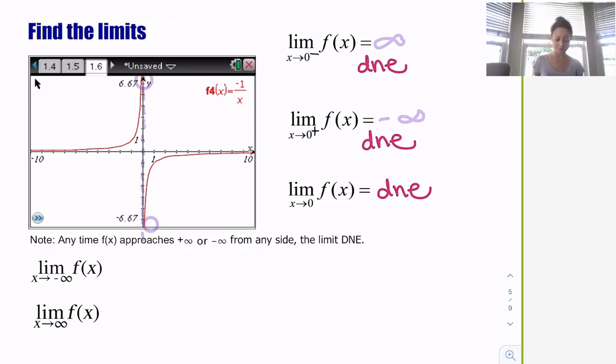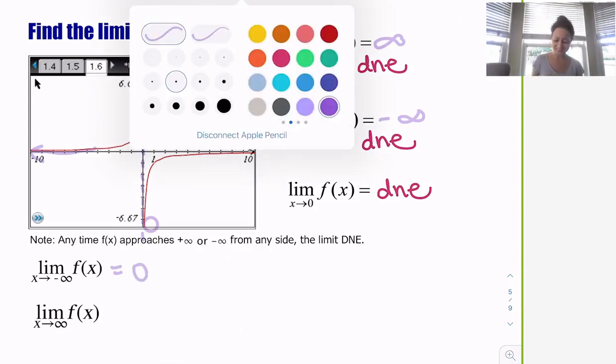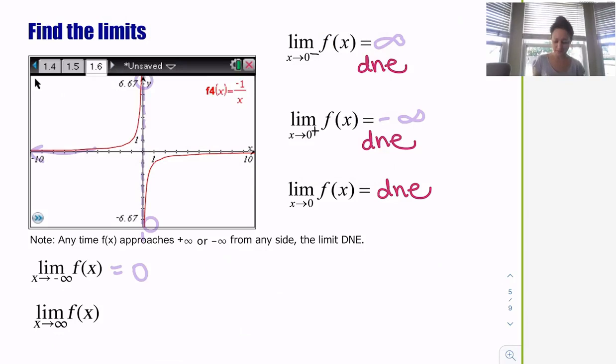Okay? So as we go to the left forever, that would be this direction. Do the y's approach anything in particular? Yes, the y's approach 0, right? And as we go to the right forever, that would be as x is going to positive infinity. Again, the y values are approaching 0. So remember, it's what y's are we approaching? Okay.